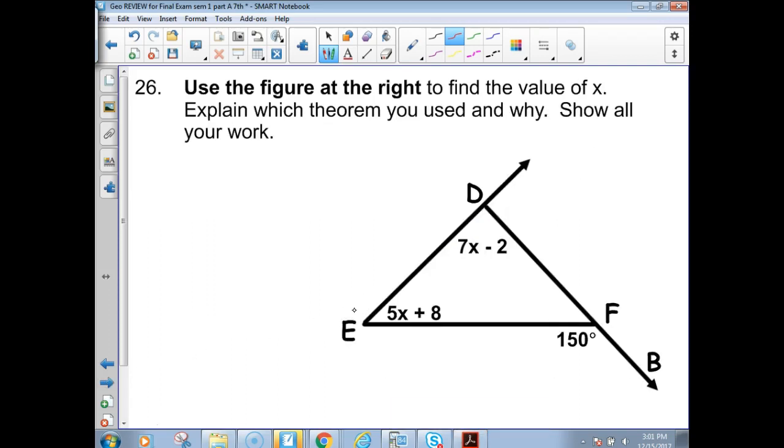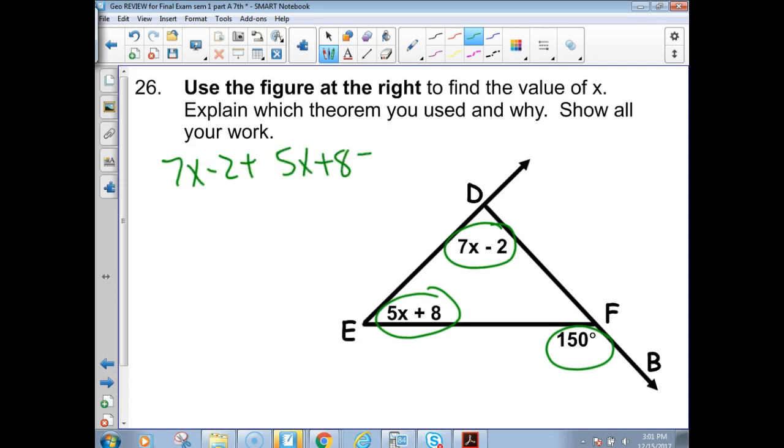Okay. Number 26, use the figure at the right. What you would like to remember about this is the remote interior angles added give you the exterior angle. So 7x minus 2 plus 5x plus 8 equals 150. Now, I know someone's already thought of another way that they started to look at that problem.